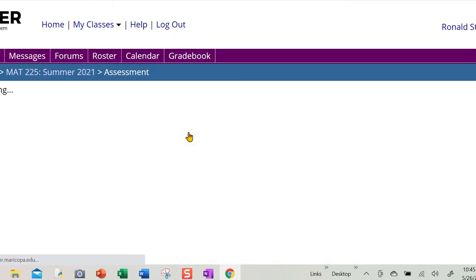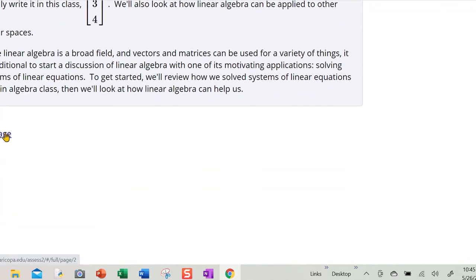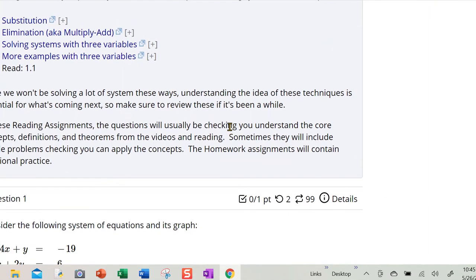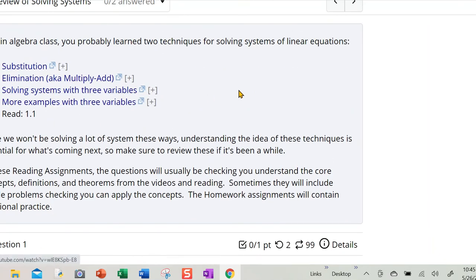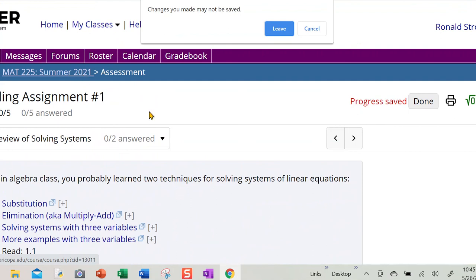The reading assignment is what I said that you really need to make sure you click on, go through, and do the reading that's in here. You watch the videos. In this particular reading assignment, there's a video on substitution, elimination, solving systems with 3 variables, etc. Where it says read 1.1, that's from the textbook. Those are inaccurate and I can't change that, which is why I added the reading assignment outside of this. That will be followed up by some questions, which are based on this reading and these videos. So make sure that you do these reading assignments prior to every class. That way you will be prepared to answer or ask questions if you have any.